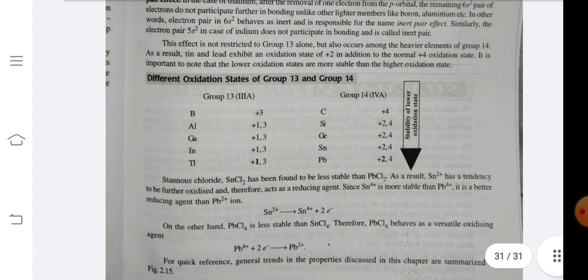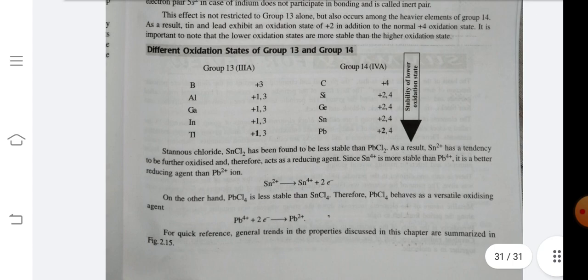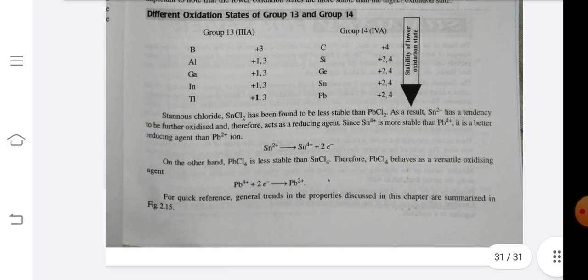This effect is not restricted to group 13 but also occurs among the heavier elements of group 14. As a result, tin and lead exhibit an oxidation state of +2, in addition to the normal +4 oxidation state. It is important to note that the lower oxidation states are more stable than the higher oxidation state for these elements. Different oxidation states of group 13 and 14: boron +3, aluminium +1 +3, gallium +1 +3, indium +1 +3, thallium +1 +3, carbon +4, silicon +2 +4, germanium +2 +4, tin +2 +4, lead +2 +4.